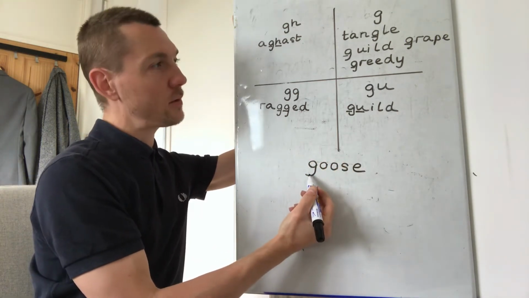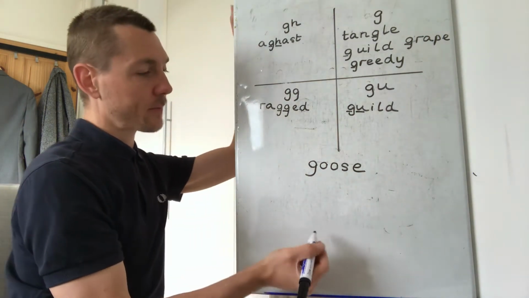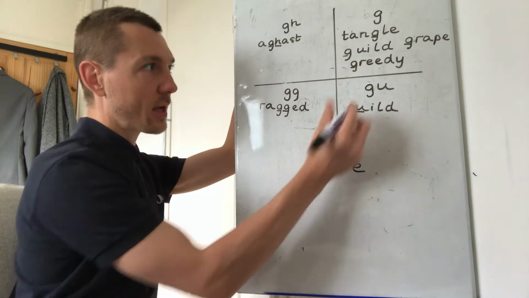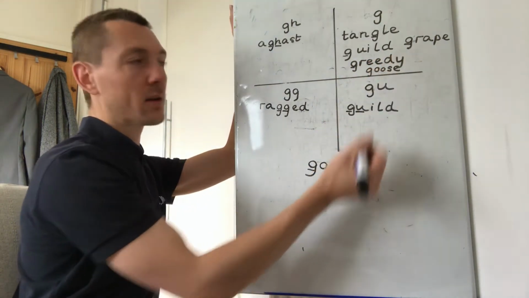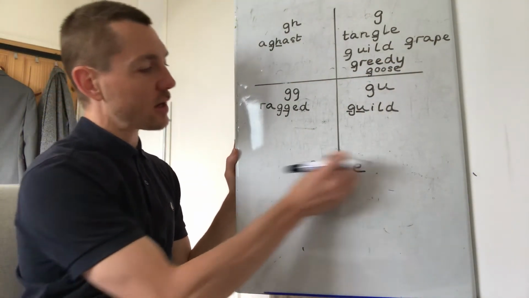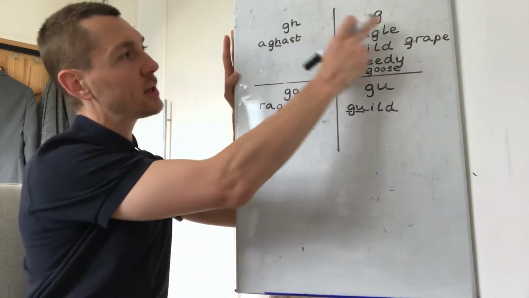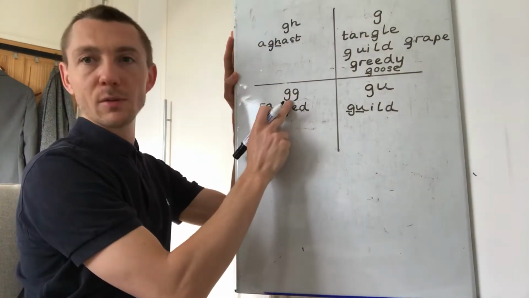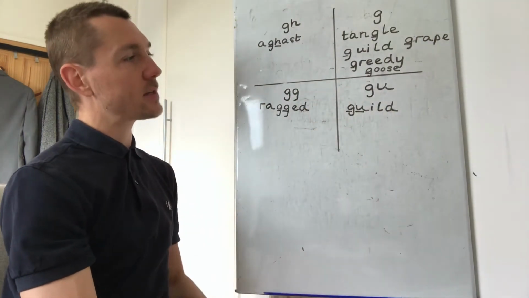One, two, three. Goose. Just the G on its own again. So we have G, U, S. Goose. Okay. So 4 different spellings. GH, G on its own, double G, and GU, but just one G sound every time, okay?